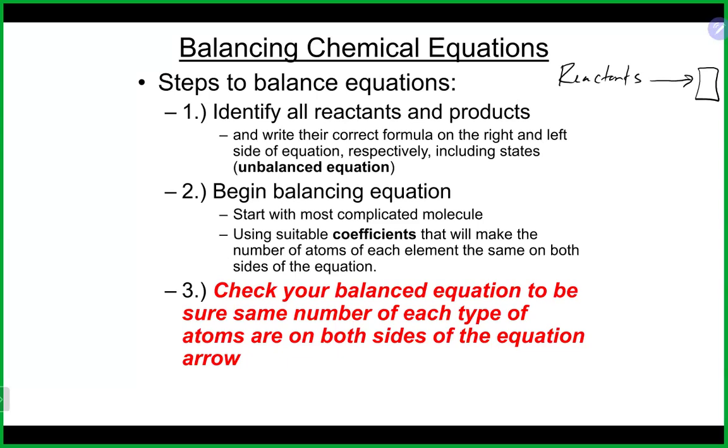So the order should always be everything down there correctly in terms of formulas. Everything's correct, just like you were doing nomenclature and writing formulas. Then you should go back and balance. So that's always the way you want to do it. Once you do that, we want to balance the equation.